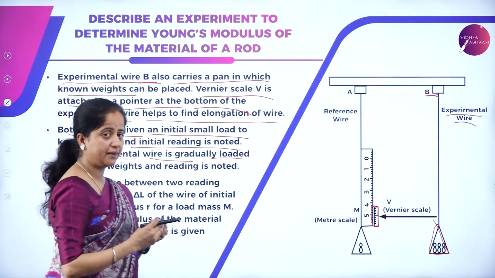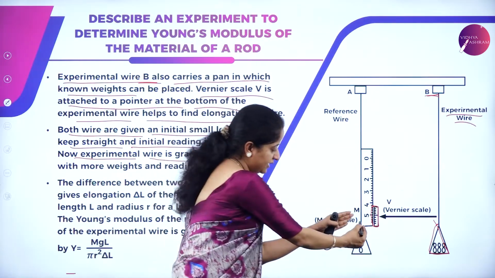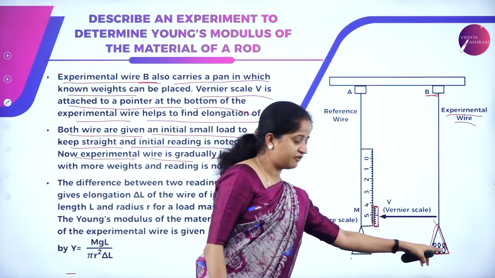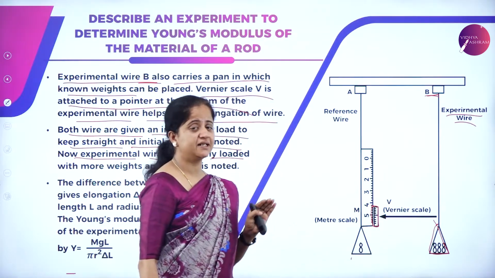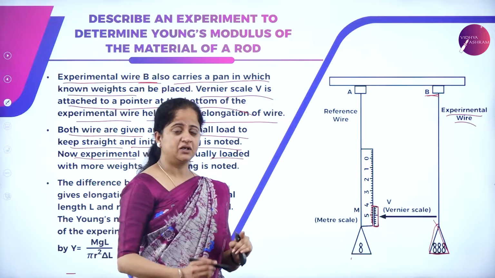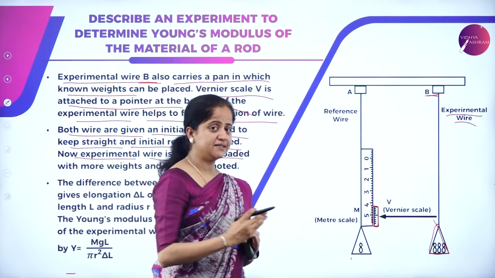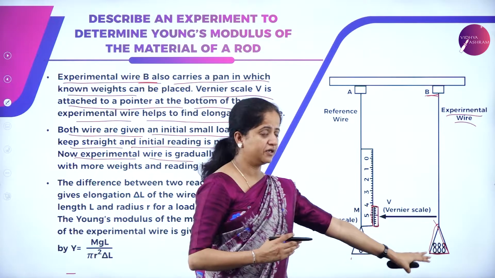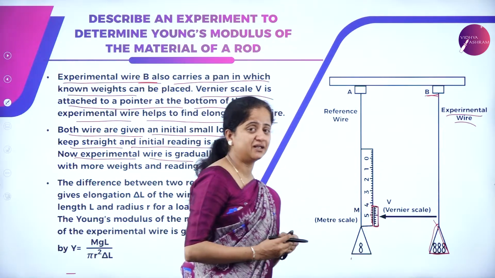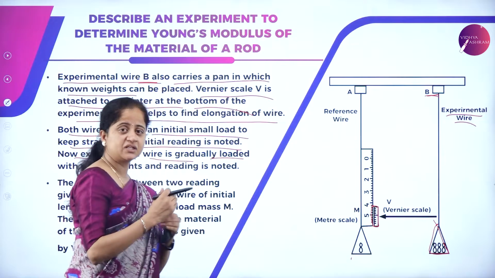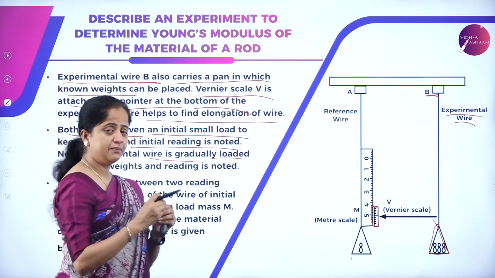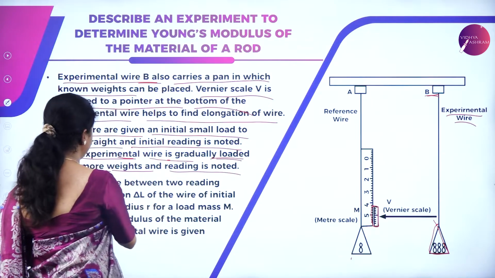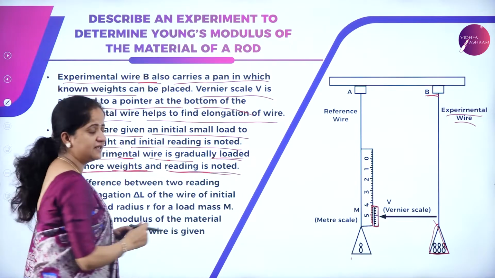Now you can observe here, to the reference wire we have only a single load, and to the experimental wire you have many loads. Initially they are placed with a single load to keep them straight, and later we gradually keep on increasing the load on the experimental wire. What happens if the load keeps on increasing? There will be a stretching in the wire, correct? So now the experimental wire is gradually loaded with more weights and the reading is noted.